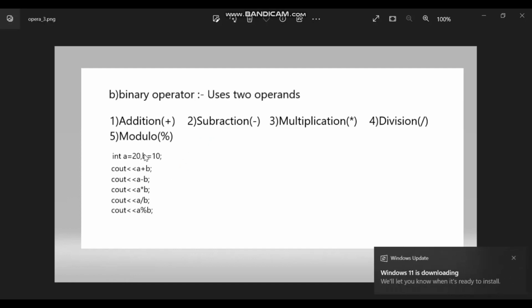A equals 20 and b equals 10. a modulo b returns the remainder when 20 is divided by 10. 20 divided by 10 leaves a remainder of 0 here, so 0 will be printed. We will check the outputs.